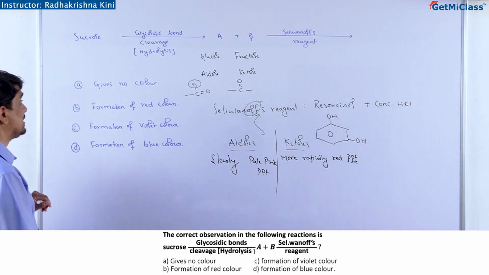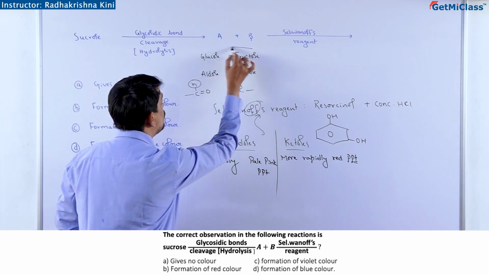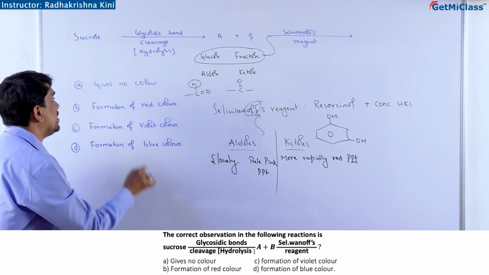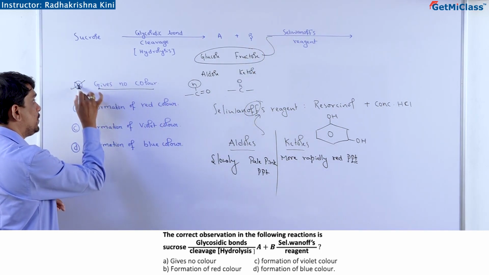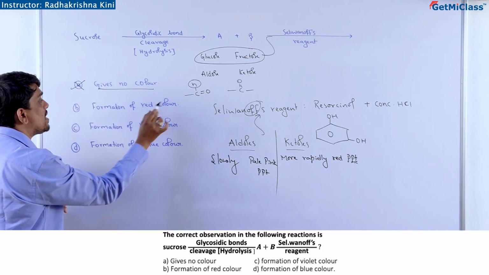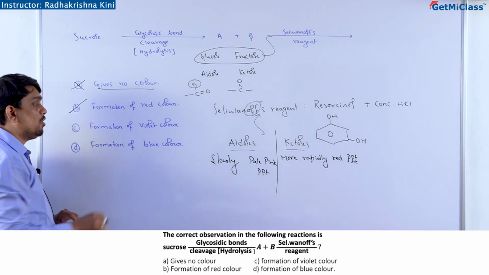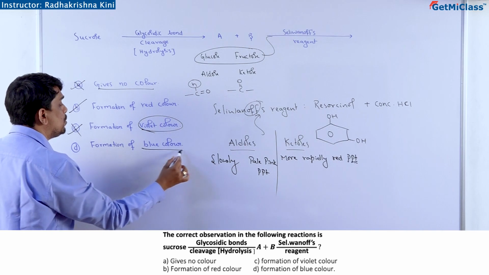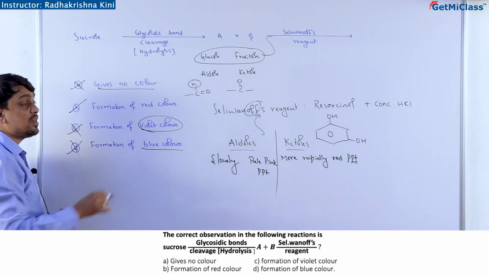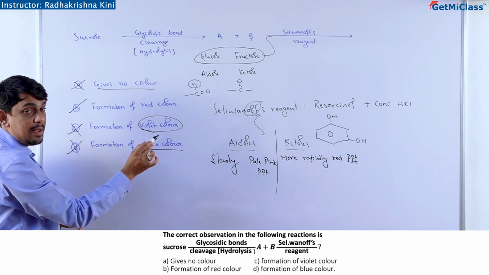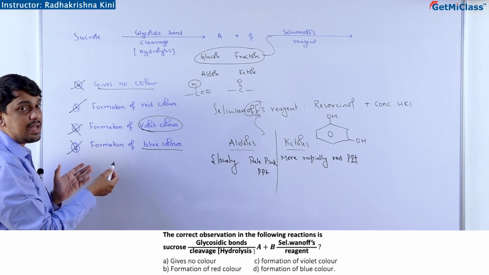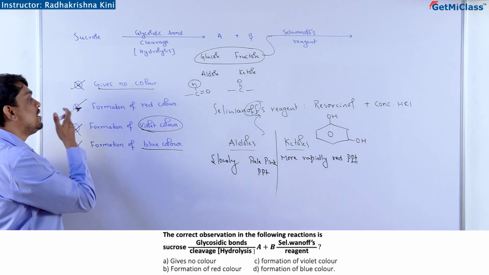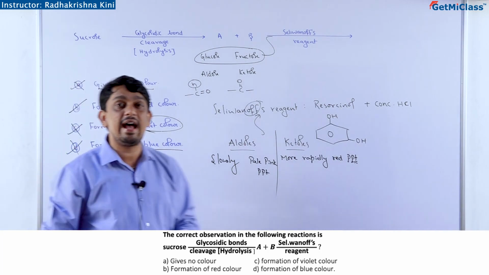Now, everyone see this. You have the mixture of glucose and fructose. When you do the Selivanov's test, whether you will get no color, no. Whether you will get the red color, yes. Whether you will get the violet color, no. Whether you will get the blue color, no. Either you will get the red color or you will get the pale pink color. The pale pink color they have not specified. So, red color is given. So, I must take option B here as the right answer.